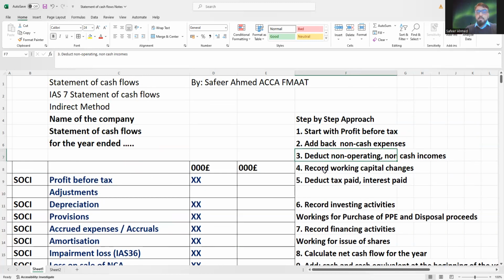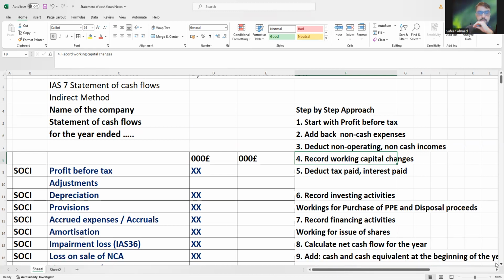We've done that. And then what we need to do is record the working capital changes. Now working capital changes will be increase or decrease in inventories, increase or decrease in trade receivables, increase or decrease in trade payables. So that will be our working capital changes. So whether we will be adding it or deducting it depends on whether there is an increase or decrease. Okay, so let's have a look.